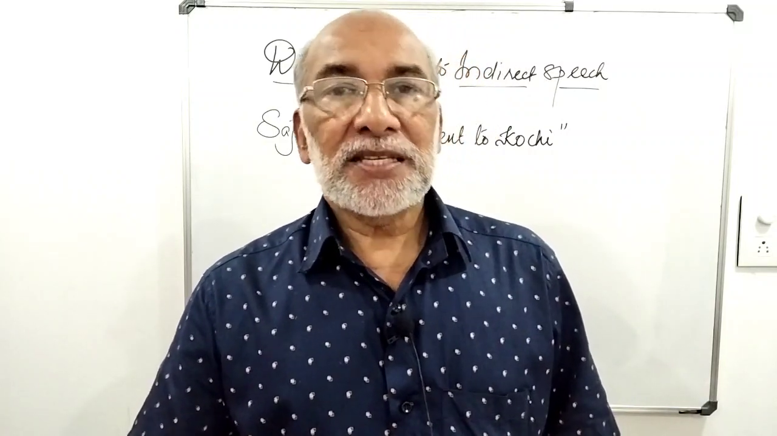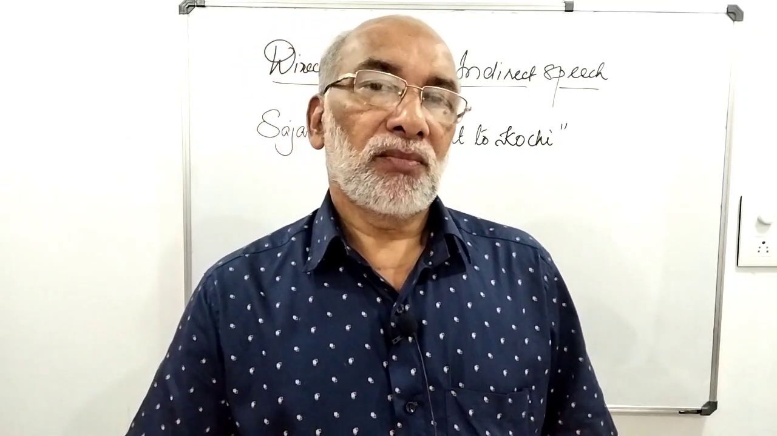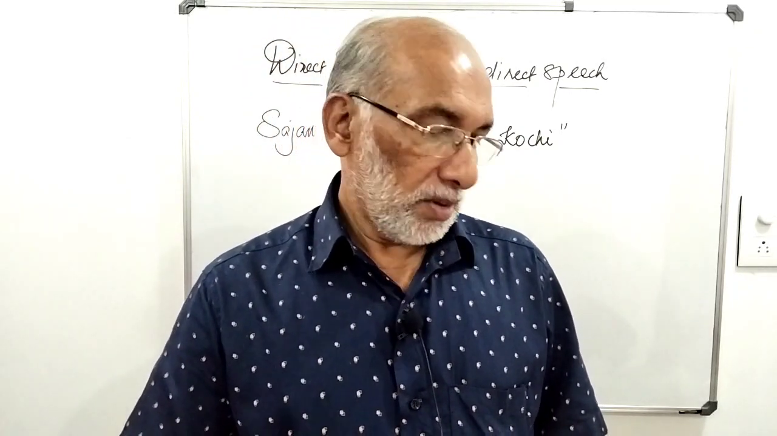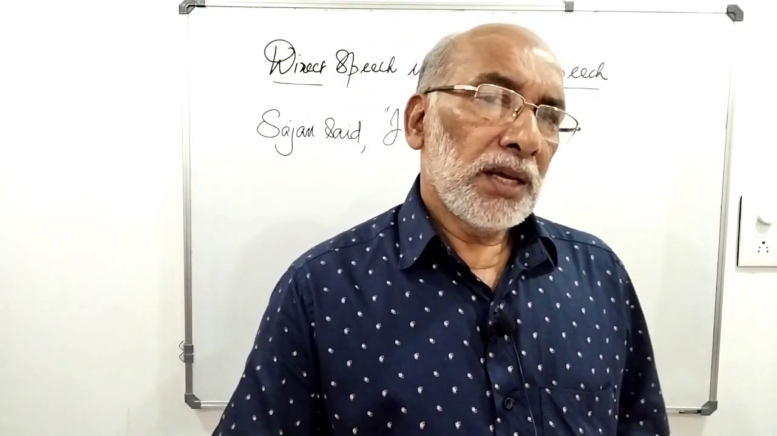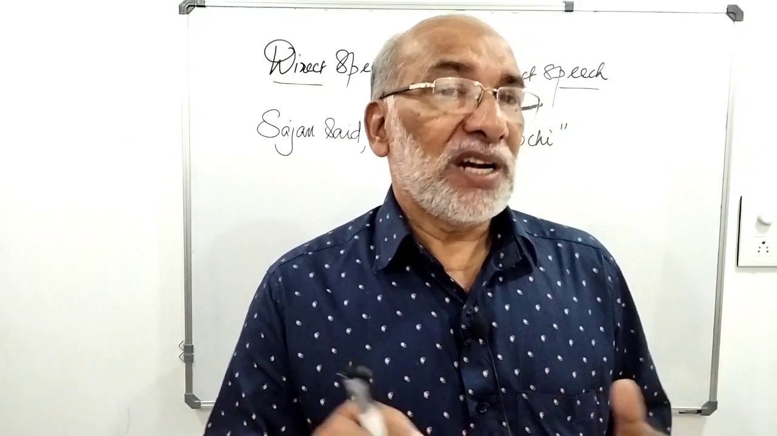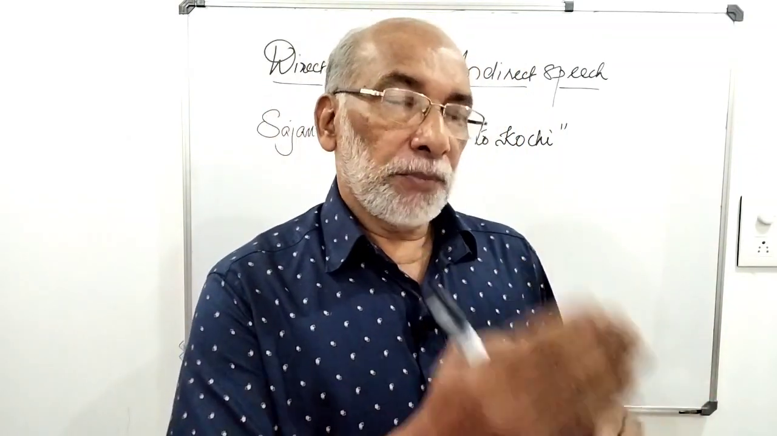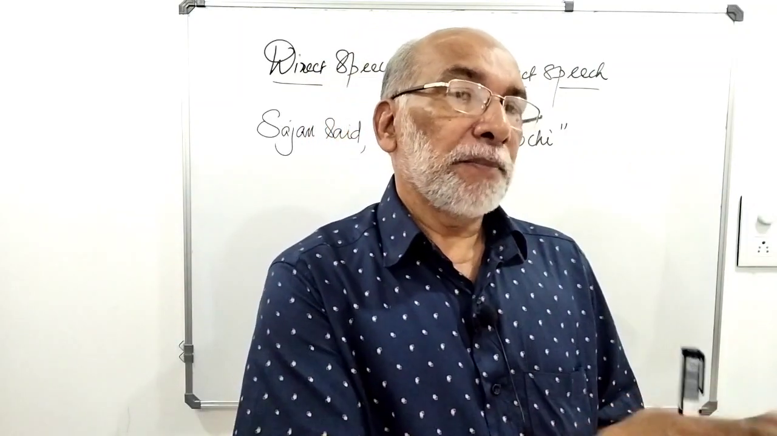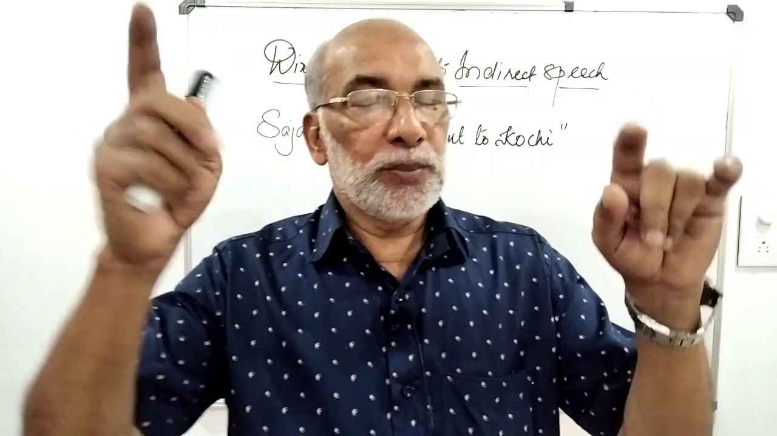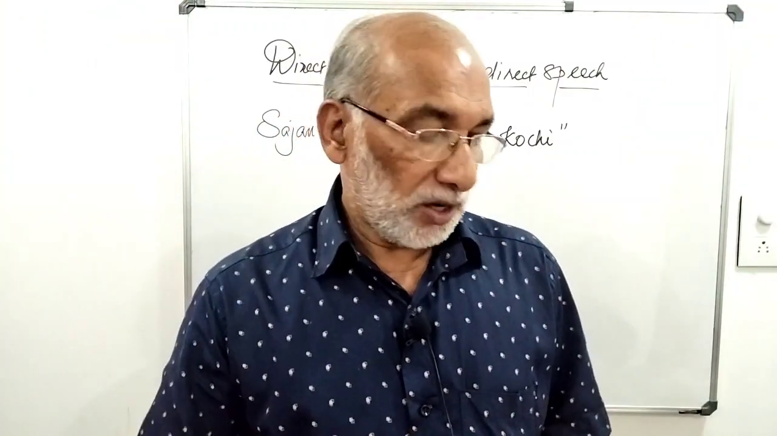Excuse me, sir. Yes? You said reporting verb. Could you please explain what is a reporting verb? Sure. It's a very relevant question. Let me repeat what I said right now. A sentence to be reported can be divided into two. The part which contains a reporting verb and the part to be reported, given in inverted commas.